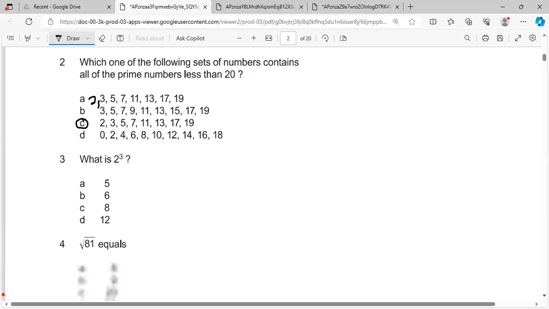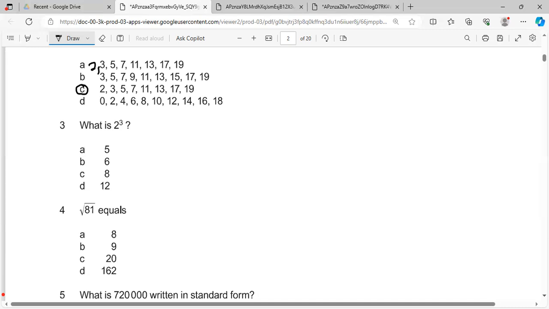Alright, number 3. What is 2 raised to the third power? 6, B, sir. Sir, 8. Alright, those who say 6, explain why it's 6. Sir, easier way. 3 is there, just say 2 times 3. Or you can say 2 times 2 times 2. Alright, the answer is 4 times 2 is 8. Sir, C, because 2 times 2 is 4, and 4 times 2 is 8.